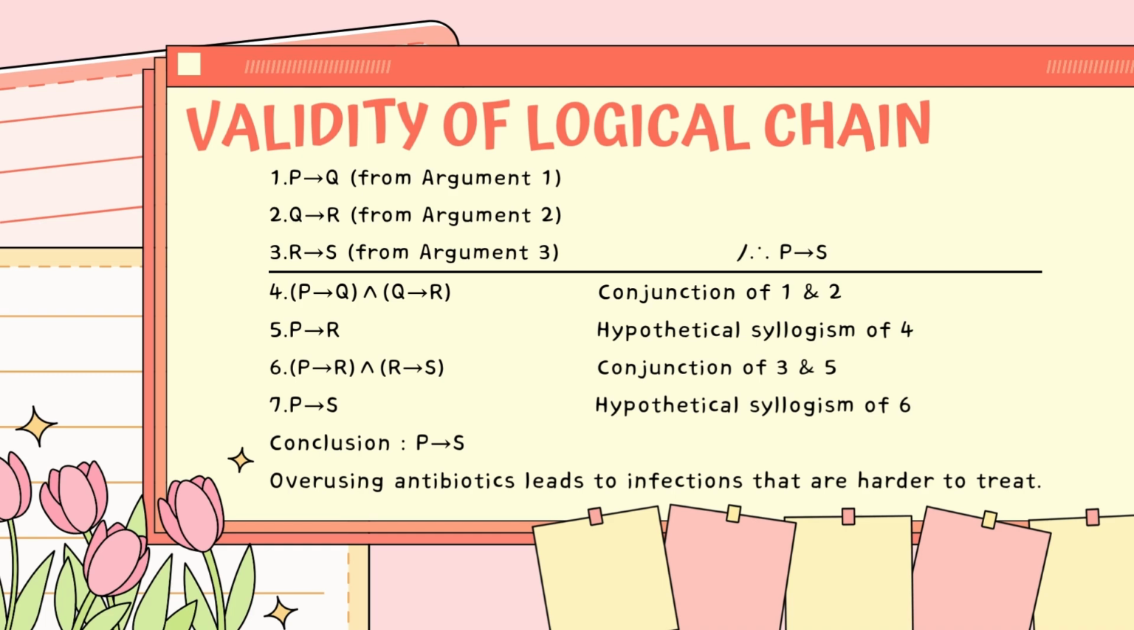Now, we can prove the validity by using rules of deduction. First, conjunction of 1 and 2, which is P implies Q and Q implies R. According to hypothetical syllogism, we will get P implies R. So we need to use conjunction again. Conjunction of 3 and 5, which is P implies R and R implies S. According to hypothetical syllogism, we will get P implies S. Finally, we prove that P implies S, which means overusing antibiotics leads to infections that are harder to treat. This shows that our final logical chain is valid.